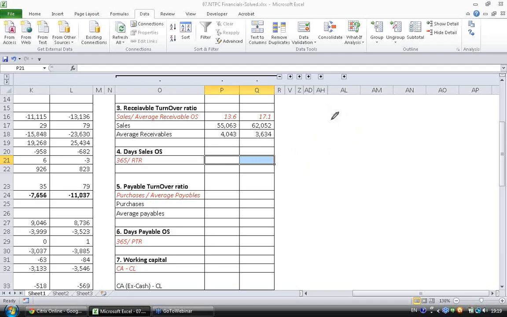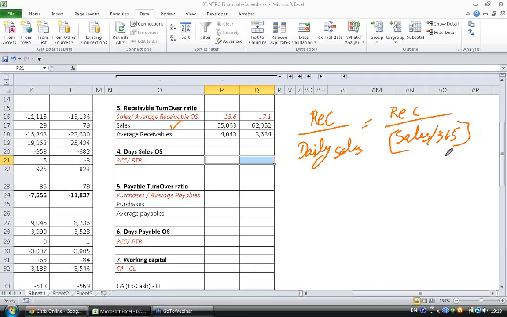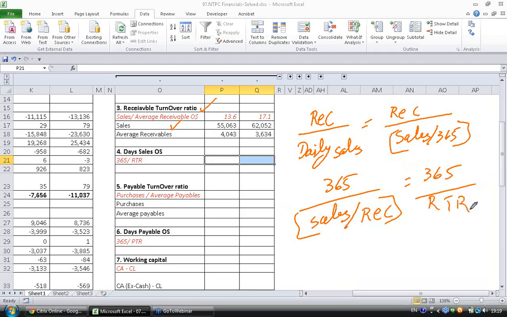So now let's see how to calculate this. This has to be calculated as receivables by daily sales. What we have is yearly sales. So daily sales is sales divided by 365. Now if you rearrange this formula, what you will get is 365 divided by sales by receivables, and sales by receivables is nothing but the receivable turnover ratio. So 365 by receivable turnover ratio is your days sales outstanding. Fine. Let's calculate this for the company.